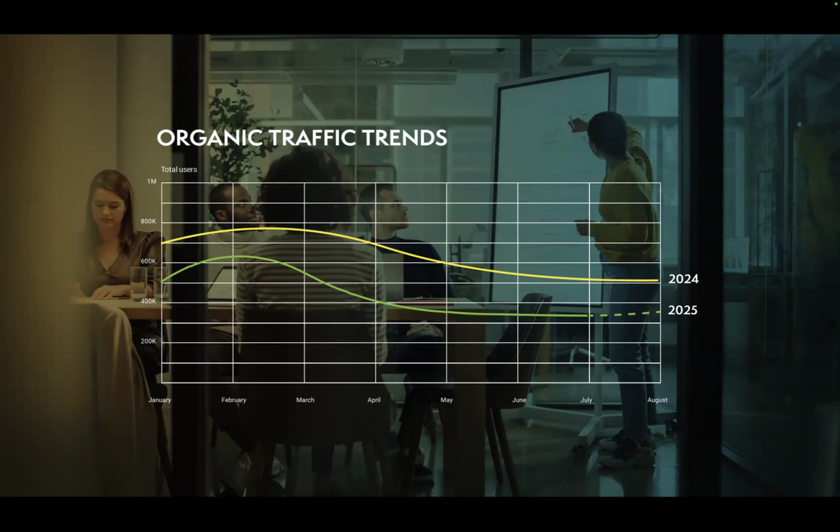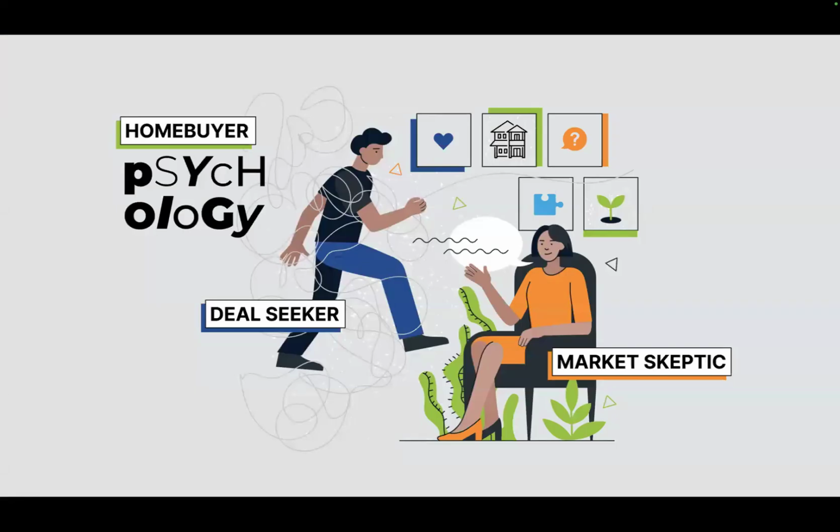So across the industry, web traffic's down organically, engagement's up, but leads are down, which means we have the audience, Chip, but we're not necessarily getting those conversions. Why is that?